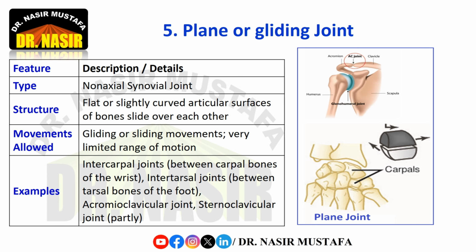The plane joint is classified as a non-axial synovial joint. Structurally, it consists of flat or slightly curved articular surfaces of bones that slide over each other. The primary movement allowed in this type of joint is gliding or sliding, although the range of motion is very limited. Common examples of plane joints include the intercarpal joints, found between the carpal bones of the wrist, the intertarsal joints, located between the tarsal bones of the foot, as well as the acromioclavicular joint and part of the sternoclavicular joint.